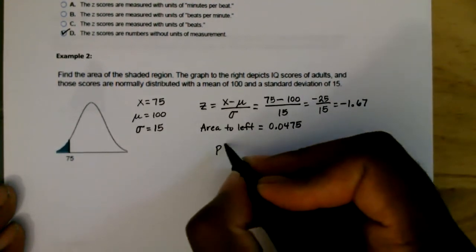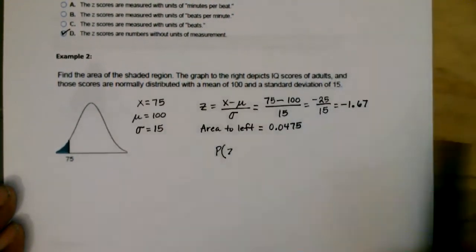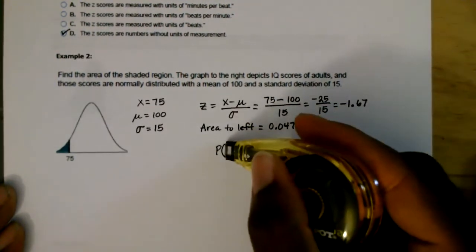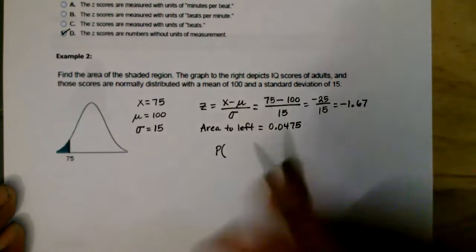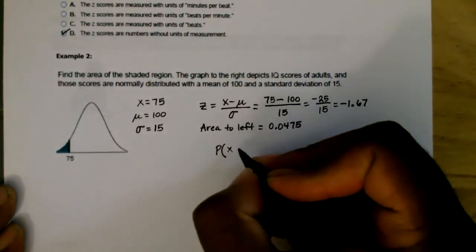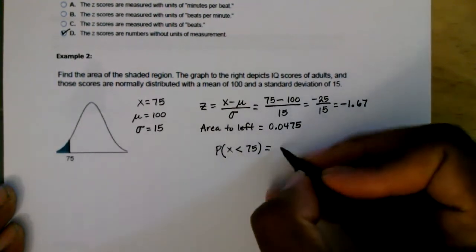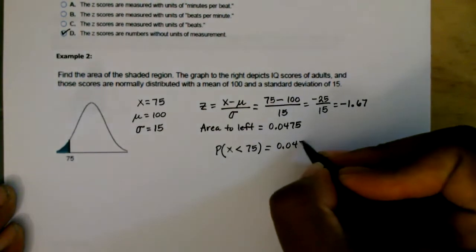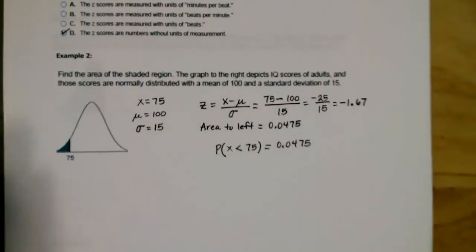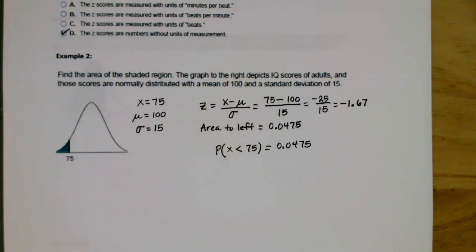This means that the probability that x is less than 75 would be 0.0475. So that means that the probability of randomly selecting an adult with an IQ score less than 75 would be 0.0475. Okay.